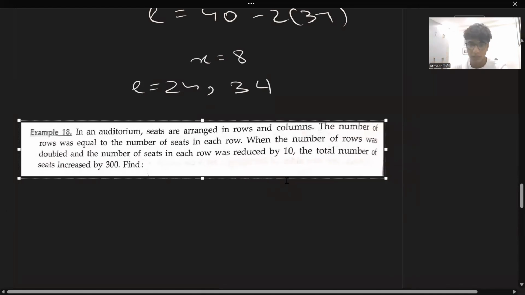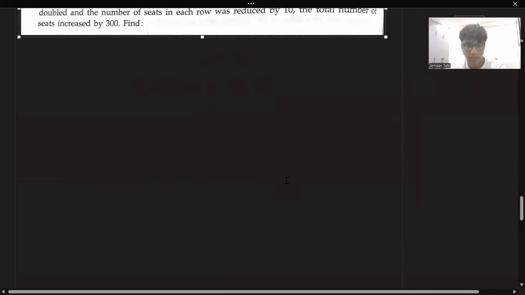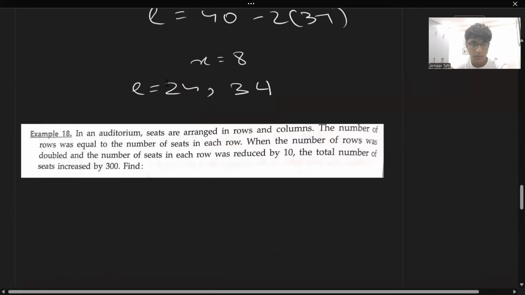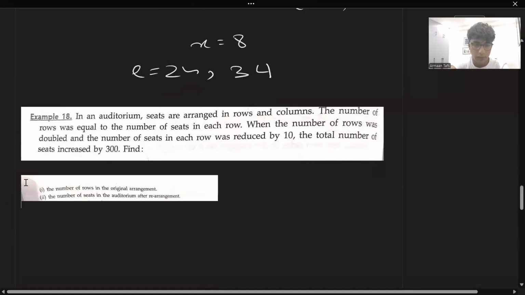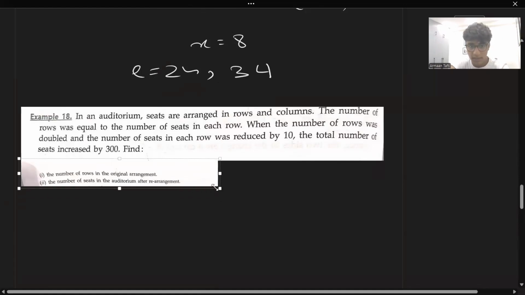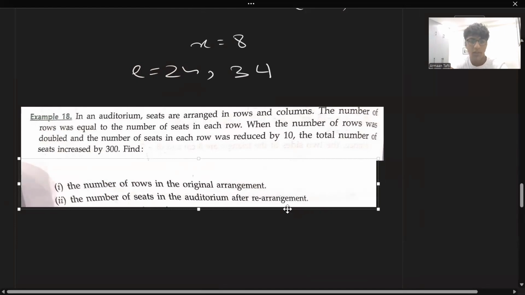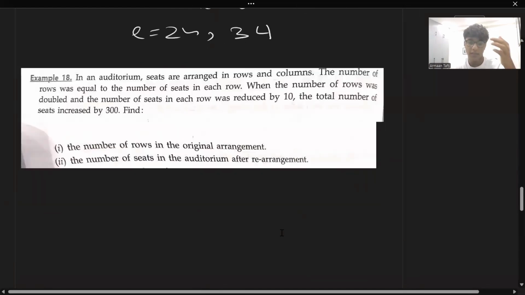I don't think the calculations are that difficult here. Okay, wait, I think you need to have this part as well. It's a continuation. The questions are on two separate pages. So let's have both these pictures and let's try to first carefully understand what the question is asking us to do. So we've got an auditorium, the seats are arranged in rows and columns.